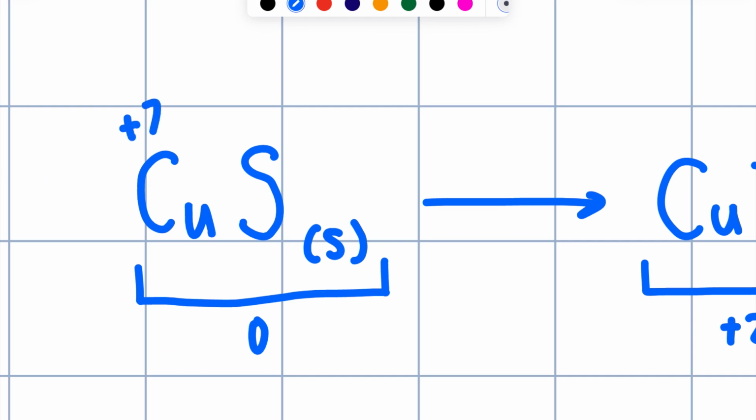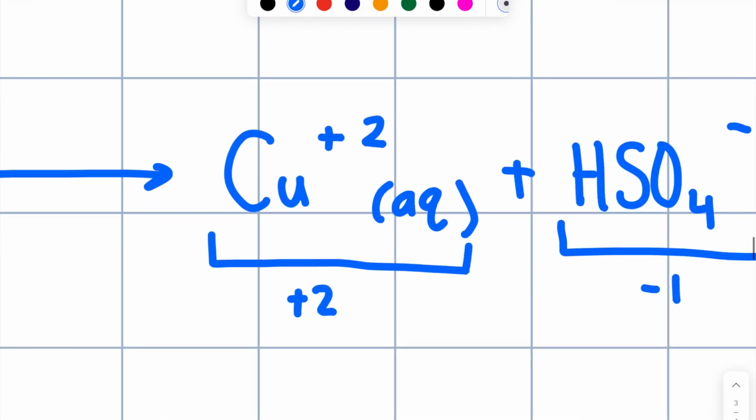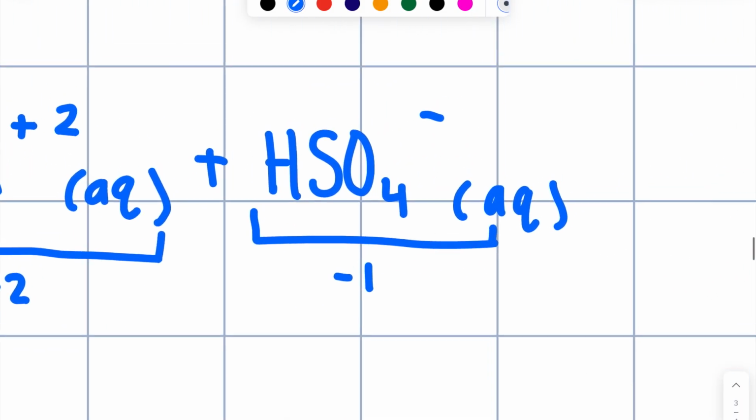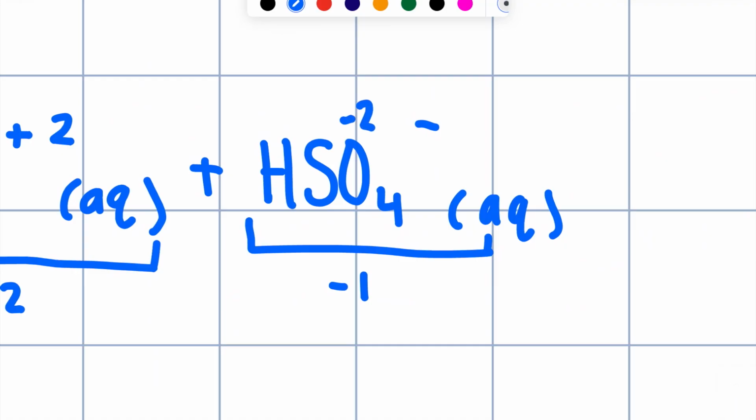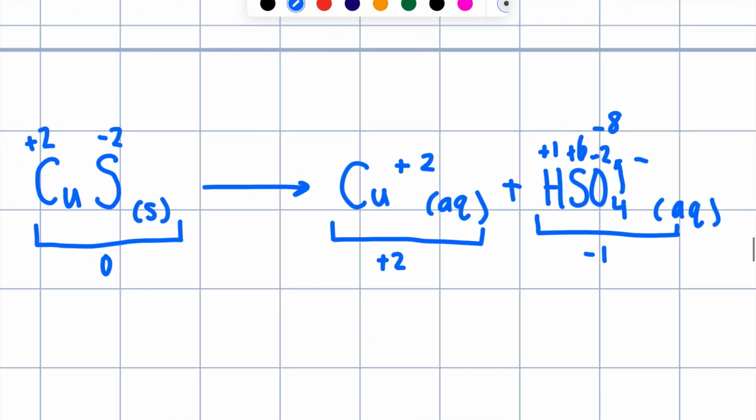Now, looking at the individual atoms within the compounds, we see the copper is a +2 charge and the sulfur is a -2 charge to achieve the overall charge of 0. The copper ion is already given a +2 charge, and the oxygen is a -2 charge, but since there's 4 oxygen atoms, this means that the charge is a -8, and we know that hydrogen is a +1 charge, so with this information we can determine that the sulfur is a +6 charge to achieve the overall charge of the -1 for the hydrogen sulfate. Since the sulfur is getting more positive, it's losing electrons, making this the oxidation reaction.